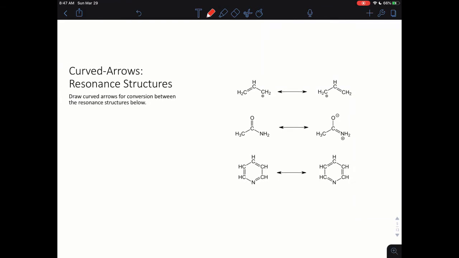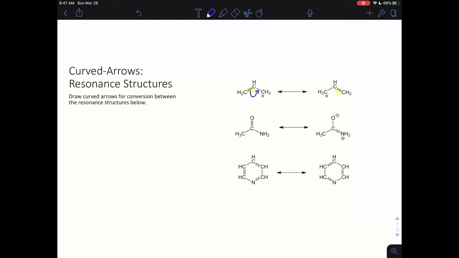So here's some resonance structures, and you should go ahead and indicate with curved arrows how to relate these two resonance structures. You want to look for the electrons that are moving. So these electrons seem to be moving here, the electrons in the pi bond. So I start my arrow where they are and I point to where they're moving. They're moving in between the two carbons.